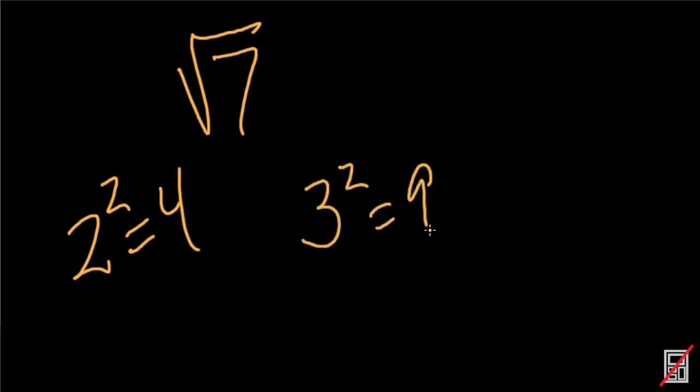So suppose we wanted to figure out what is going on with the square root of 7. Now, the first thing that you'd probably do is know that 2 squared is equal to 4 and 3 squared is equal to 9. So our square root must be between 2 and 3. Kind of a guess and check method.